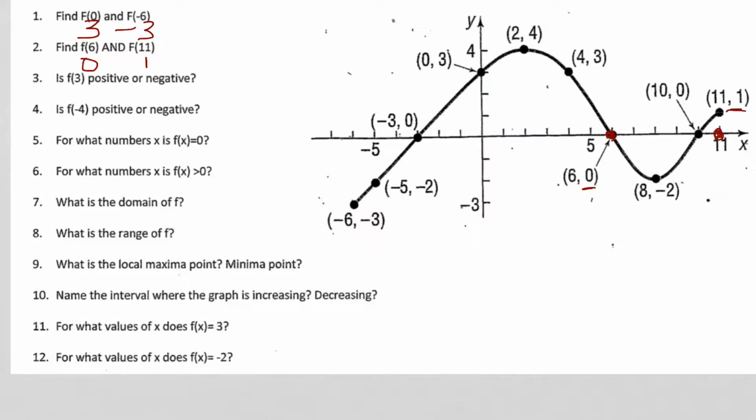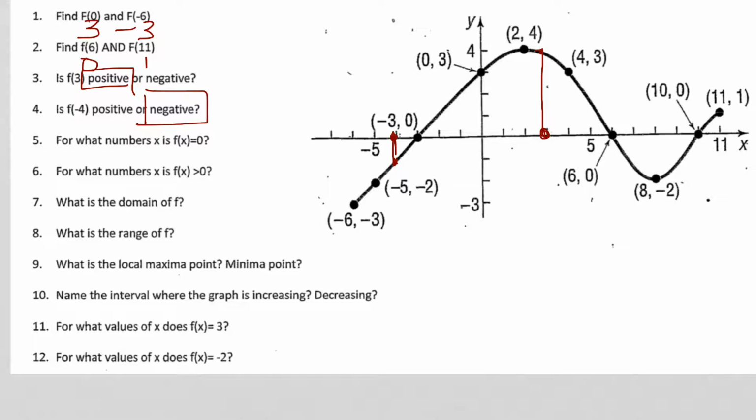All right, for number 2, f of 6, I go to 6 on the x-axis again. What's the output there? 0. I go to f of 11, 11 on the x-axis, looking at where the graph is. Here it is. The output is 1. Okay, is f of 3 positive or negative? Meaning, is the output of f of 3 a positive or a negative number? So I go to 3 on the x-axis again. Here it is. I go up. It's in the positive numbers for the output for y, so I put positive.